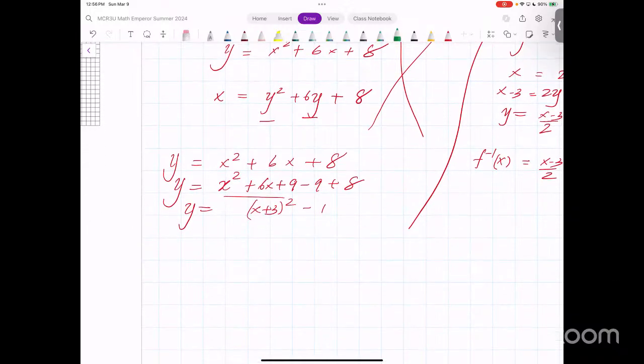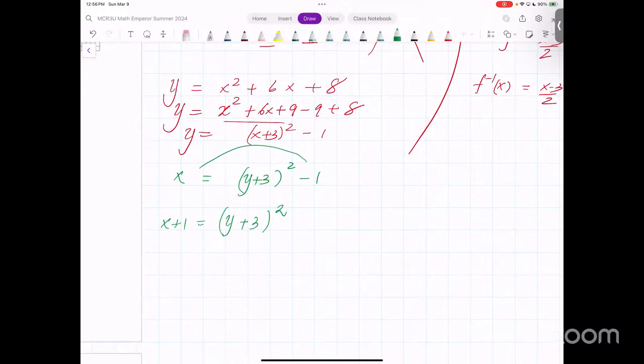Now interchange x with y. Copy down. It's not there, I'm just doing my example. Then we're going to go back and move the one to the other side. Now to find y, I'm going to take the square root of both sides. The plus or minus sign will come. So y is equal to -3 plus or minus the square root of x plus 1.